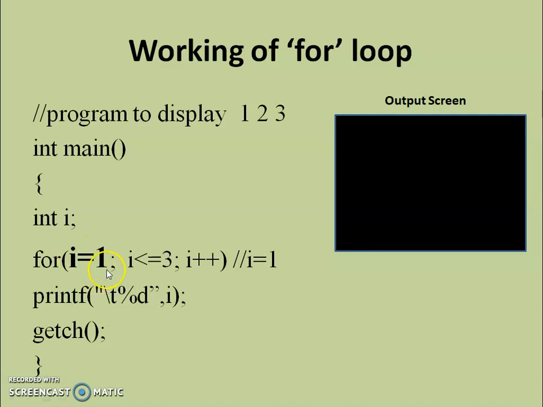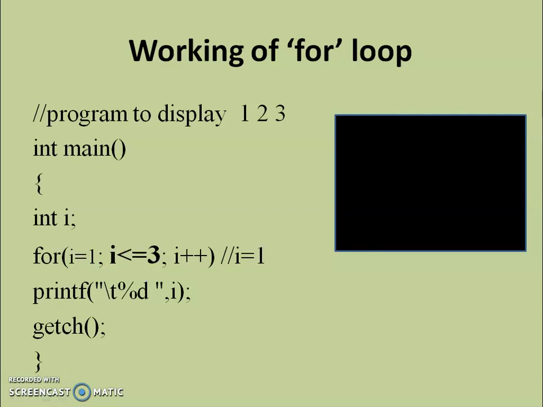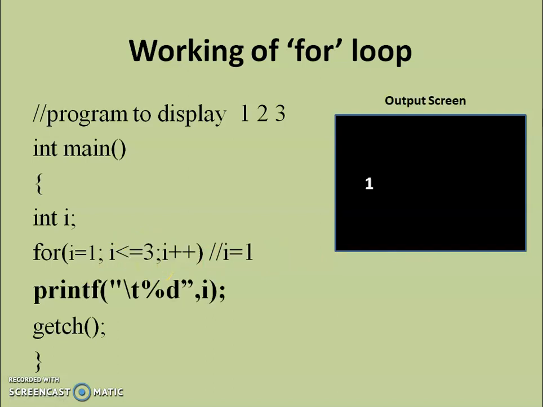First step: the value of i is initialized with 1. Next, the condition is tested. Condition: i is 1, so 1 is less than or equal to 3. The condition is true. What will happen next? Then it will go inside the loop and display the value.